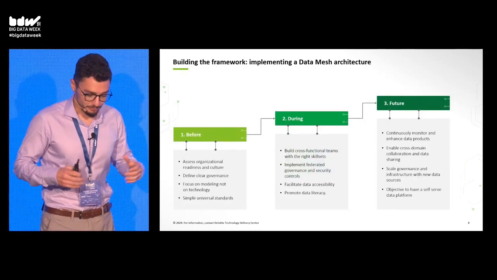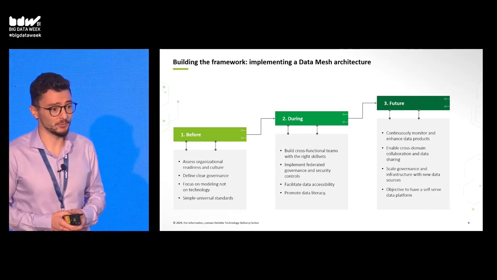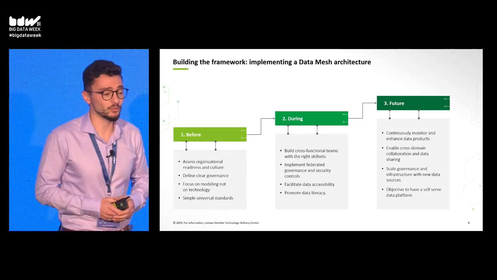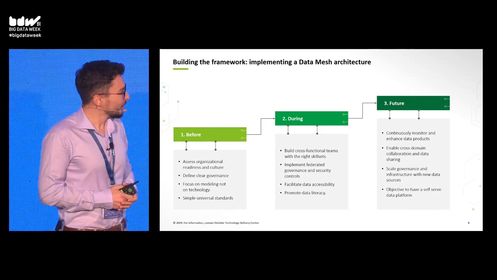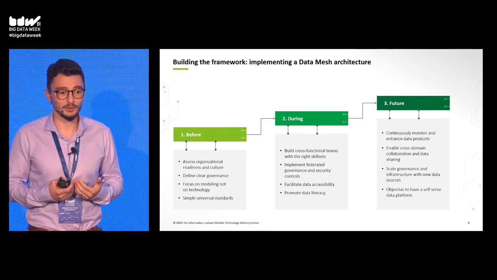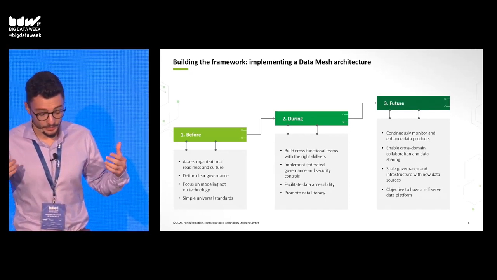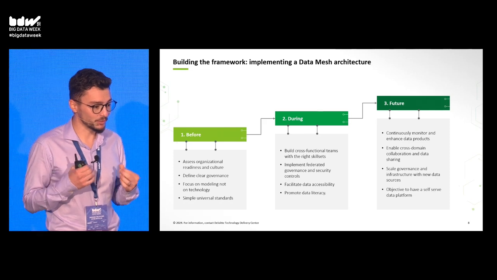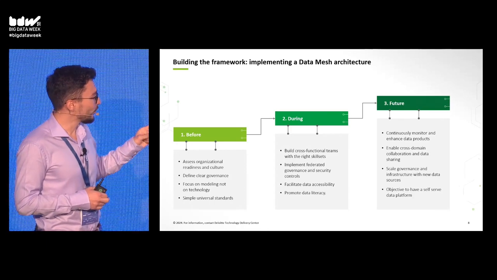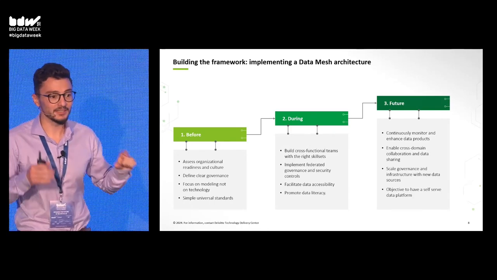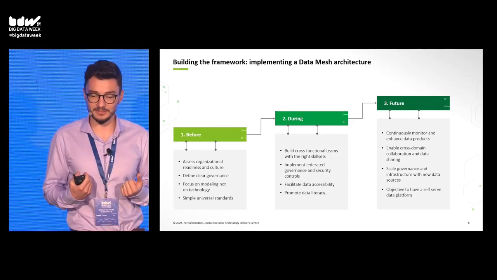Here I took some main points that we should take into consideration when we implement a data mesh architecture. And I split them into 3 parts. First, you need to assess the organizational readiness and culture, because we need to understand if the organization is ready for this transition. Secondly, we need to focus on modeling and not on the technology. Technology can come later in the picture, but we need to understand the complexity first.